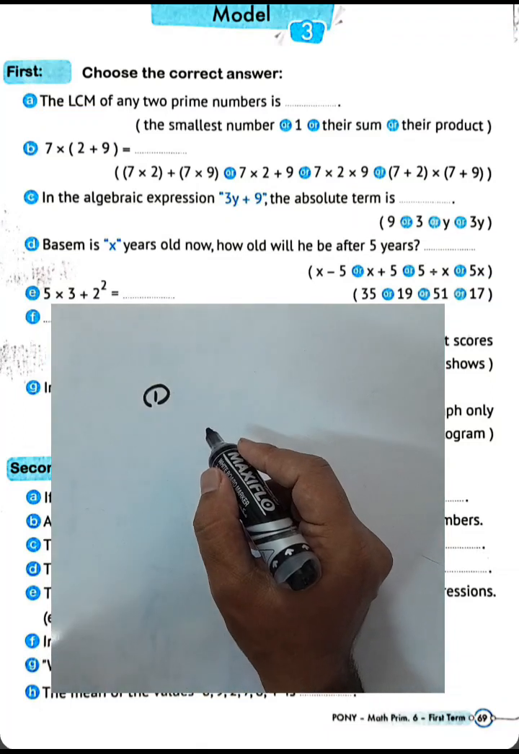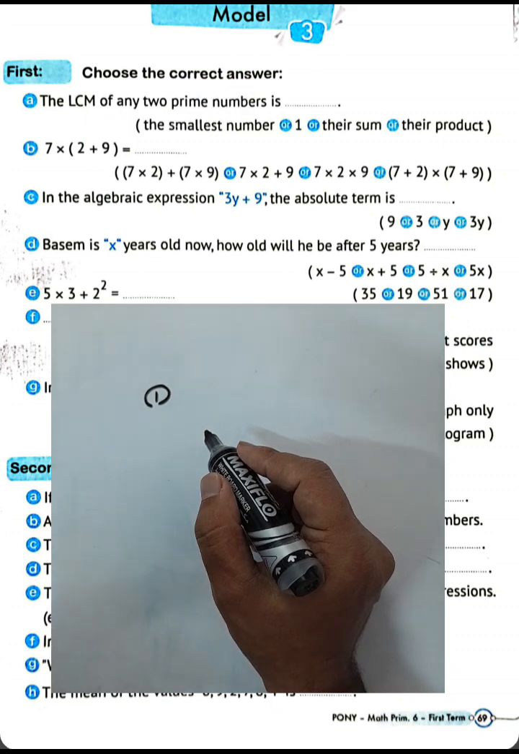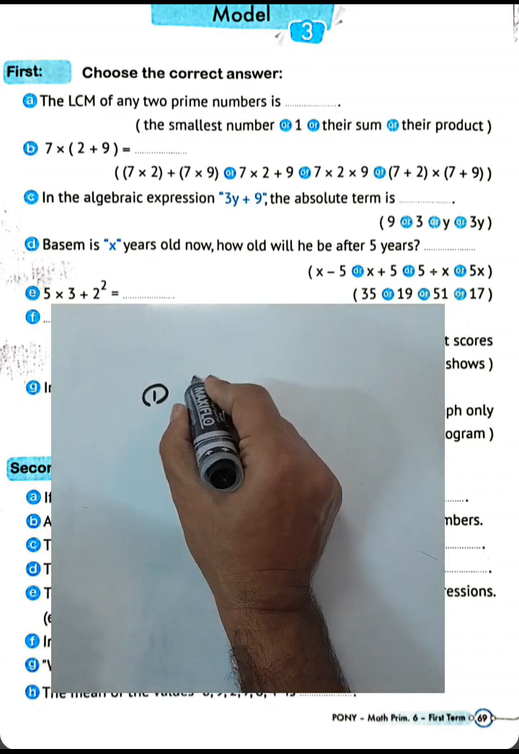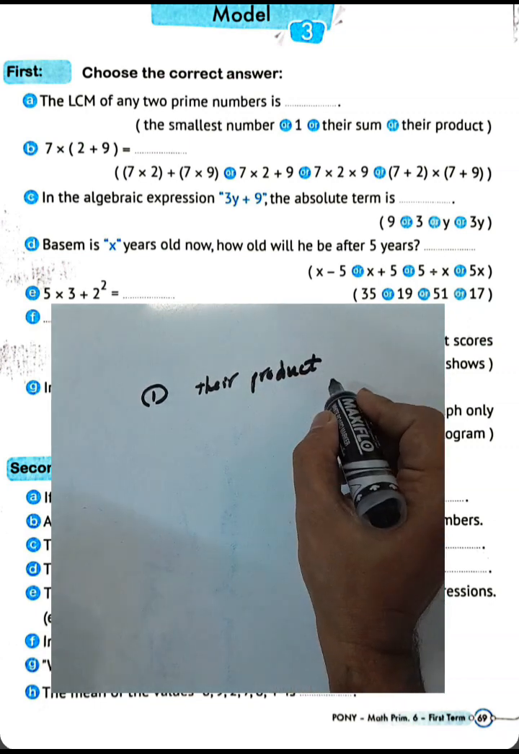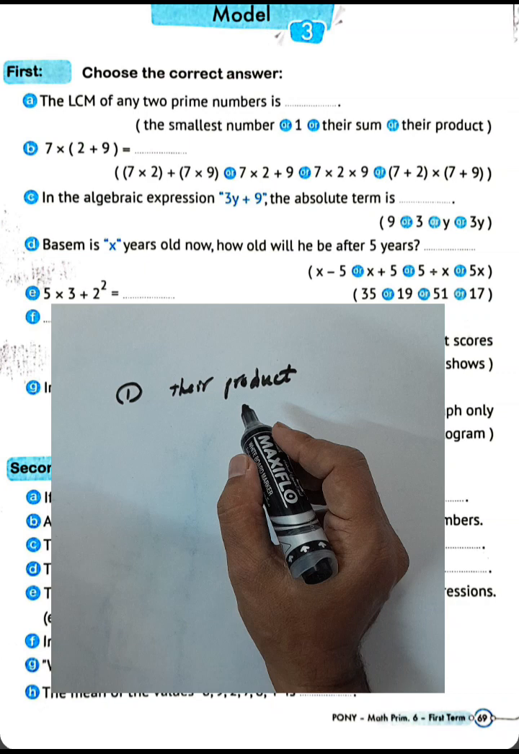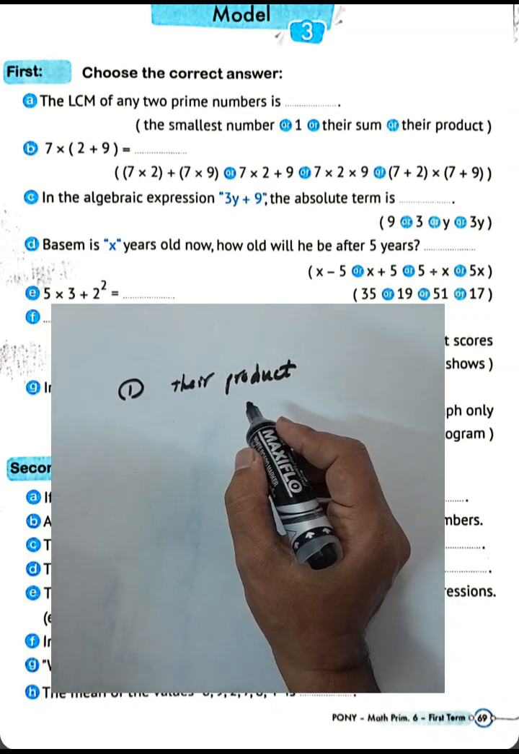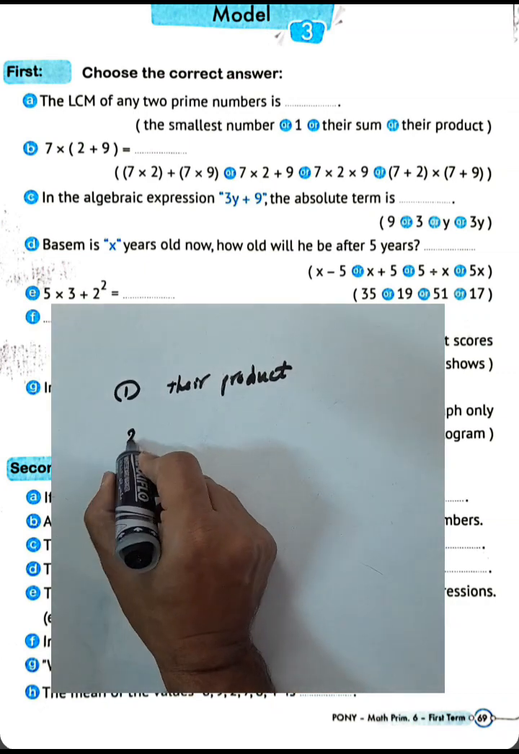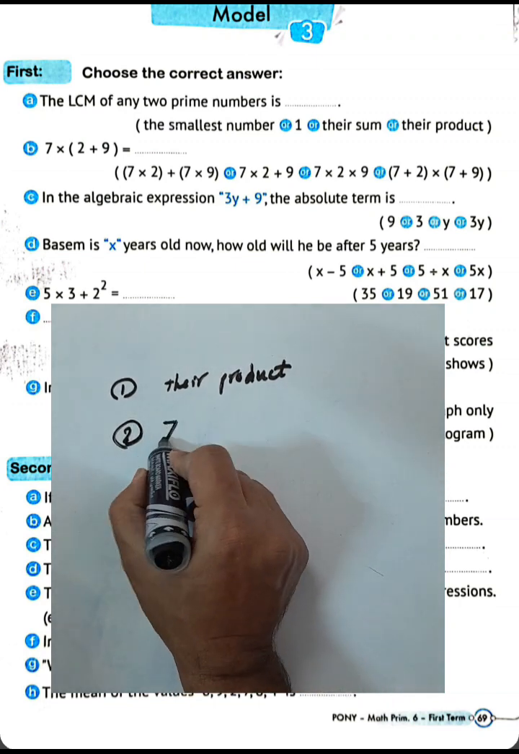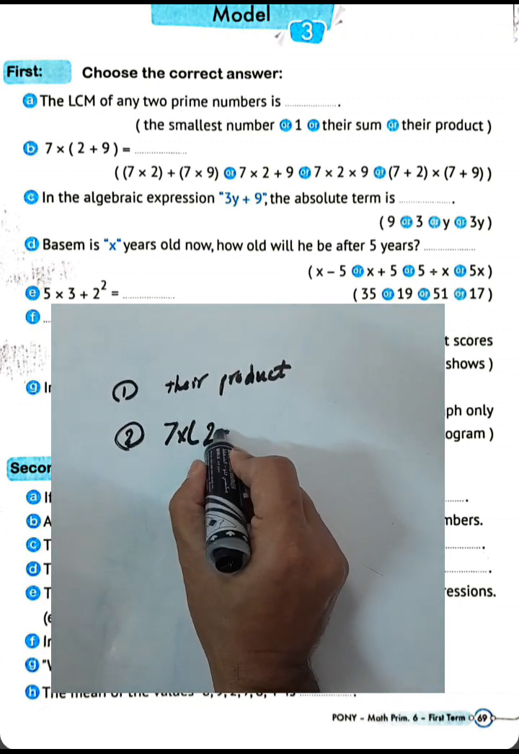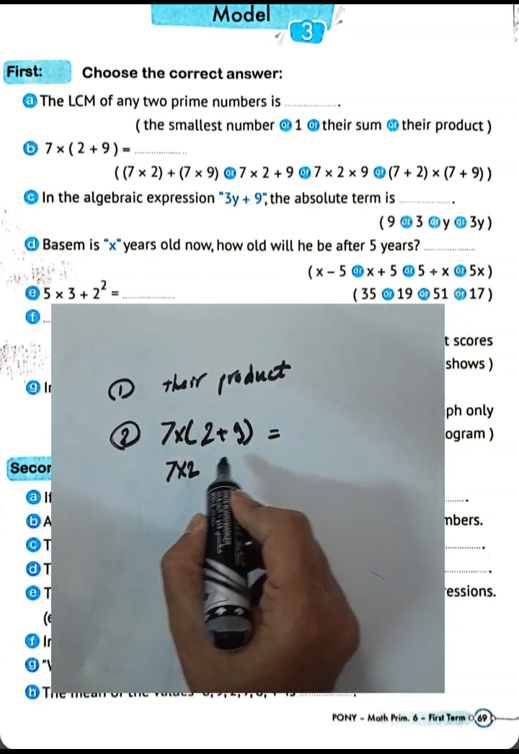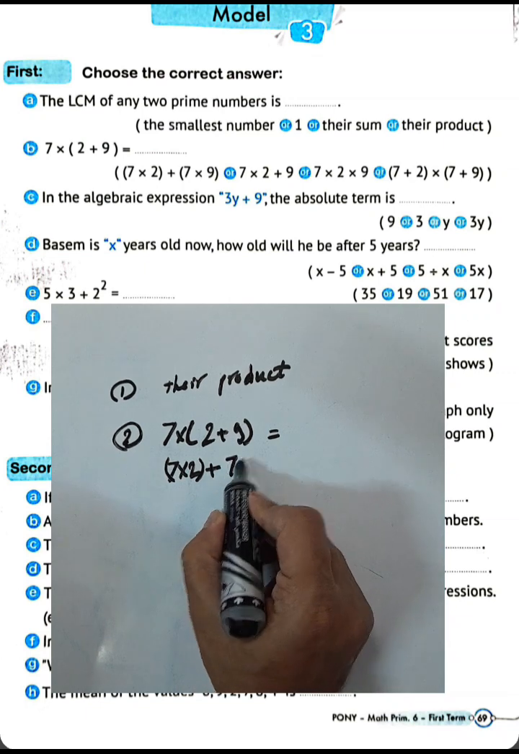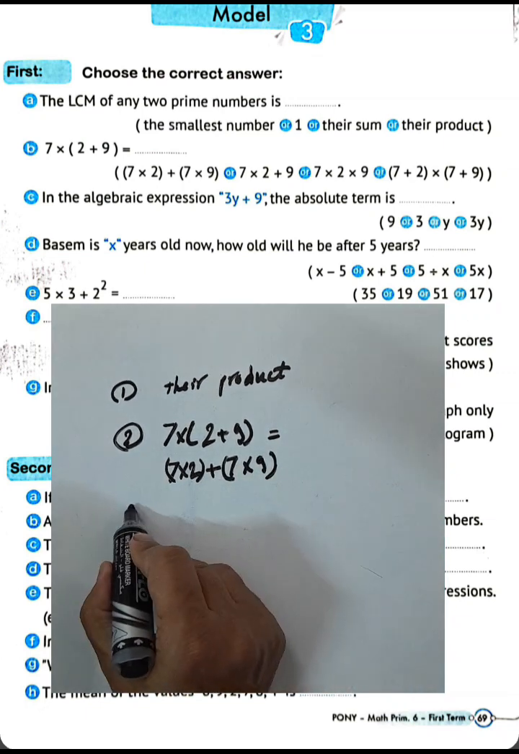The least common multiple of any two prime numbers is their product. Such as 2 and 3: we can find the least common multiple of 2 and 3 by multiplying 2 by 3, which equals 6. Question number 2: 7 multiplied by 2 and 9. We use the distributive property here: 7 multiplied by 2 plus 7 multiplied by 9.